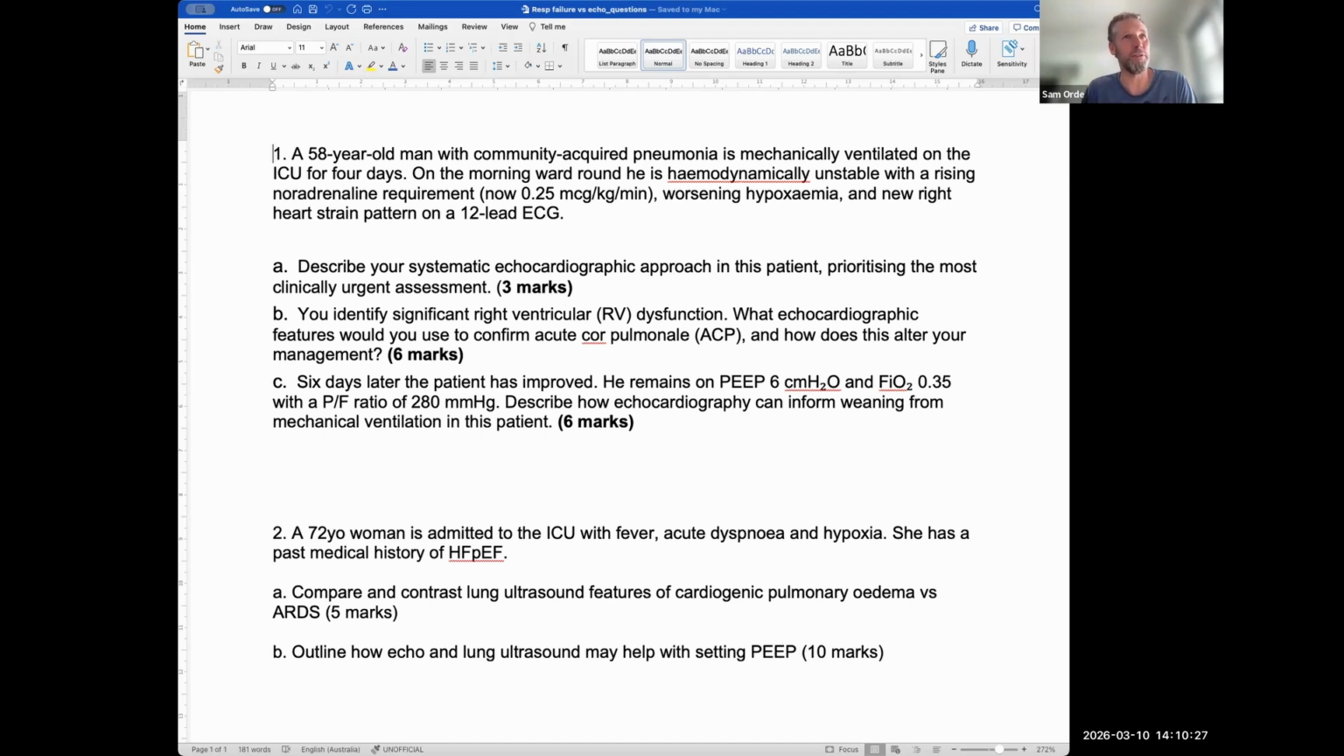Raj, do you want to go number C for us? Yes, Sam, I've got a question here. I'm confused because I understand it's a clinical exam, but if the question is focused on echo, I was thinking how much should I focus on echo and how much should I focus on clinical things?